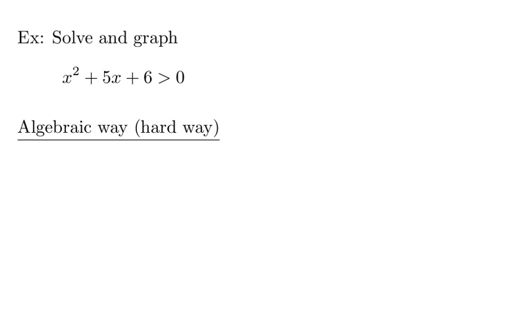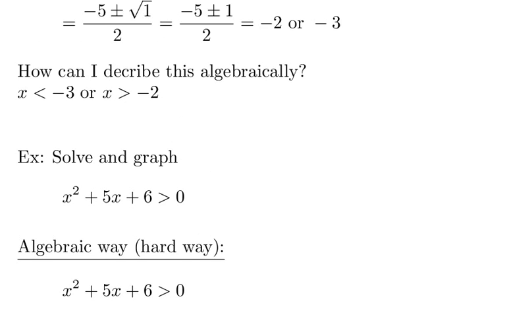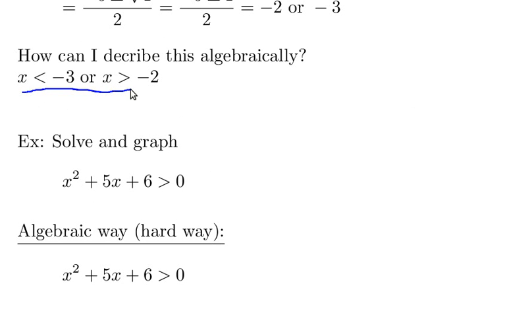Okay, so we start out with x squared plus 5x plus 6 is greater than 0. So what we're going to be doing is some algebraic manipulations to get this in such a way that we can simplify it to the same answer that we got up here. We're going to end up with this same answer, but we're going to have a completely different method to do it.